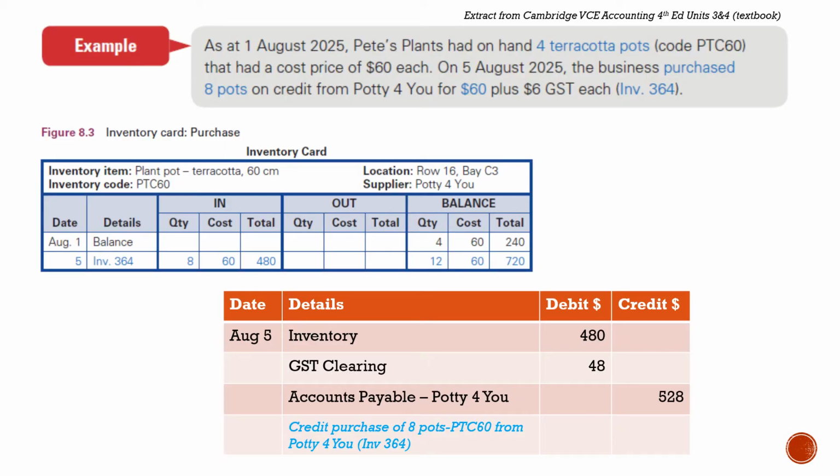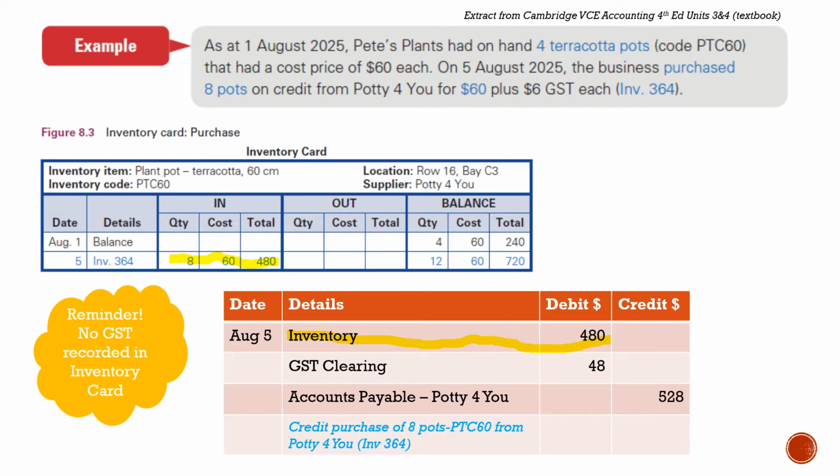Here's an example of inventory purchase. In our inventory card, we can see that we've recorded a purchase of 8 units at a cost price of $60 per unit, totaling to $480. In our general journal, we recognize a $480 debit to the inventory account as this purchase has led to an increase in inventory. A quick reminder here is that there is no GST recorded in the inventory card.